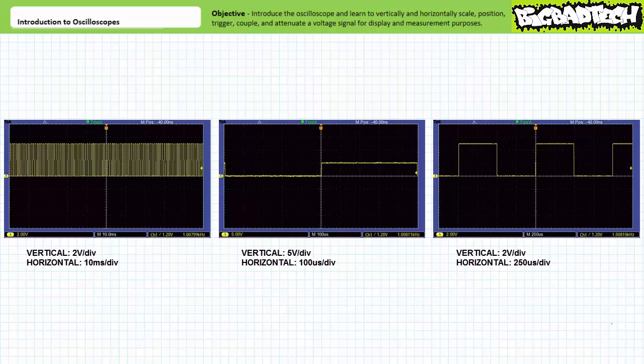If our first attempt was the equivalent of taking a picture of a crowd of people, this would be the equivalent of taking an extreme close-up of one of the people in the crowd. Finally, the third one has a vertical sensitivity of 2 volts per division and a horizontal sensitivity of 250 microseconds per division. Note the oscilloscope shows a decent snapshot of a couple full cycles. This would be equivalent to getting a well-focused portrait of a couple people inside the crowd.